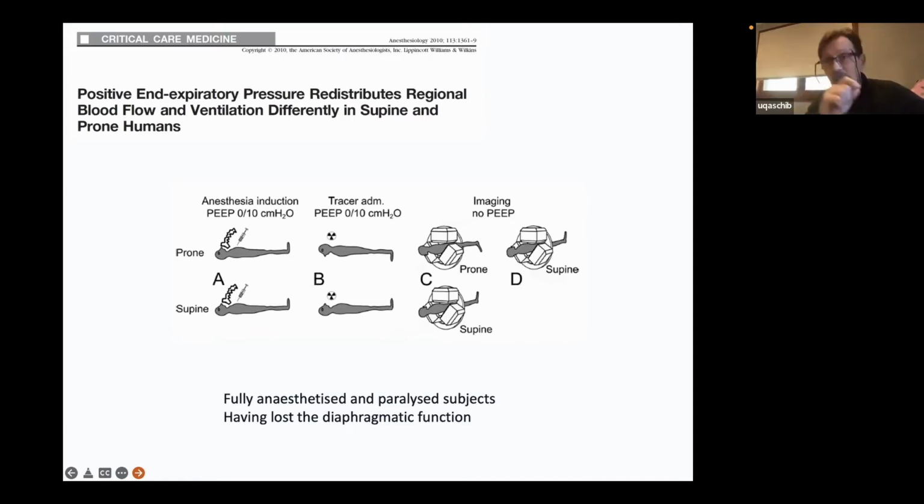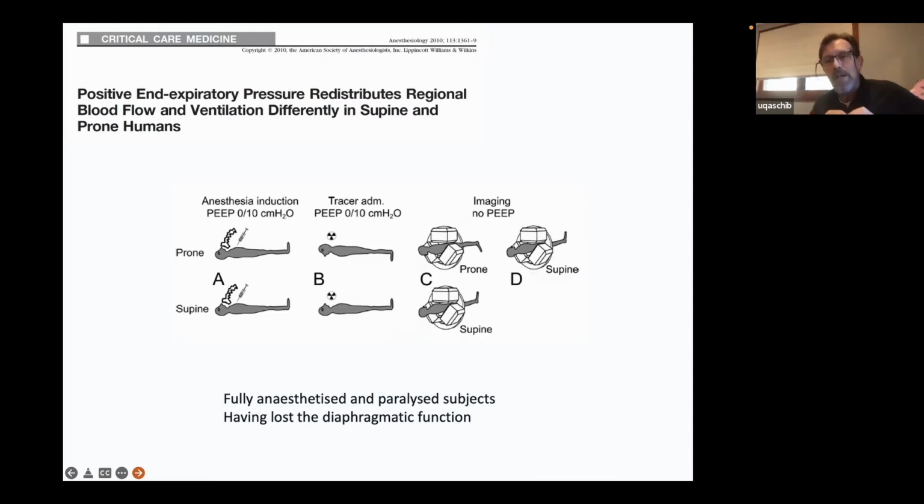But they repeated exactly the same experiment as before. So they performed, again, a series of experiments. They ventilated these patients at either 0 or 10 PEEP in prone or in supine position. Okay? And then they delivered the tracer gas at either 10 or 0 PEEP. So the question was, where is the inhaled volume going if we have 0 PEEP, or where is the volume going if we have 10 PEEP?